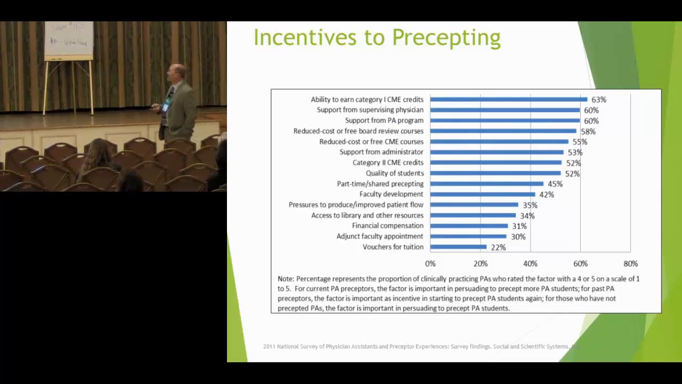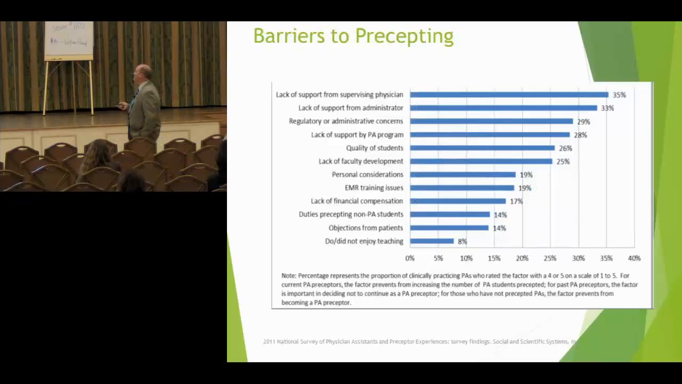Support from the PA program. These other things are more reduced cost, but financial compensation, I just wanted to point that out. 31% said that's an incentive to precepting. That's pretty interesting, isn't it? Anyway. The barriers: lack of support from the supervising physician, the administrators, or administrative and regulatory concerns.